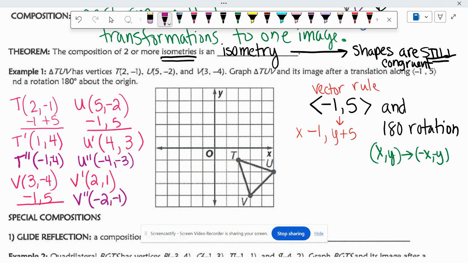So I'm just going to graph the purple shape. I'm not going to fill my graph up with a bunch of stuff if I don't need it. So T double prime, negative 1, negative 4. Negative 1, negative 1, 2, 3, 4. T double prime. U double prime, negative 4, negative 3. Negative 1, 2, 3. U double prime. V double prime, negative 2, negative 1. V double prime.